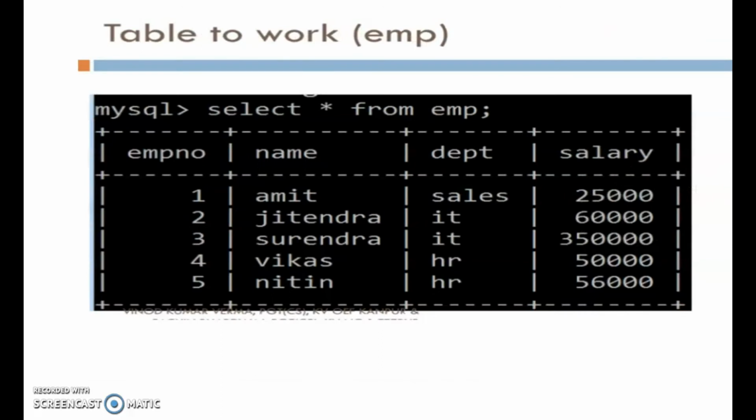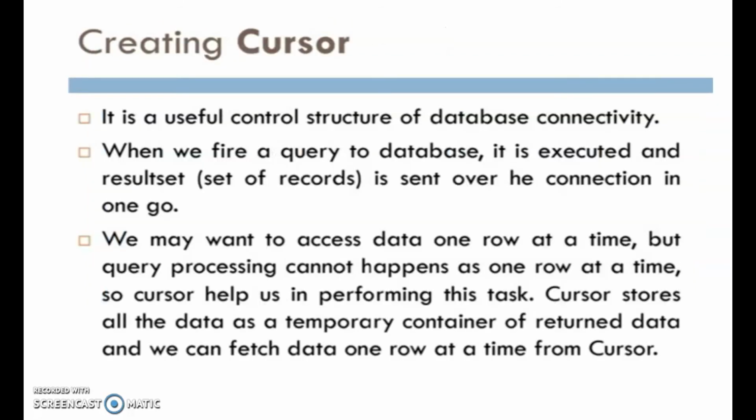Clear? The next one, this is the table that we have to work with. The employee table. Here we have employee number, name, department and salary, four fields. And here there are 5 rows: the first row, second row, third row, fourth row and fifth row. So this is the table that we have to work with. Next one, how to create a cursor.